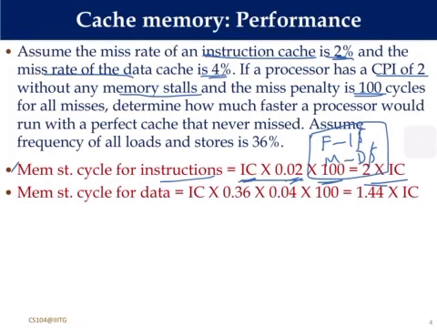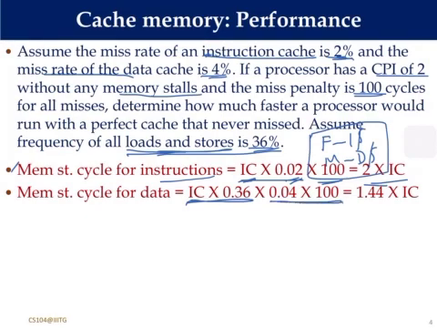Now it is given that 36% are load and store. As you know, in the MIPS processor, load and store are responsible for the memory operations. So it is given 36%. Now if we have the total instruction count as IC, then IC into 0.36 is the percentage for the memory operations for the data.